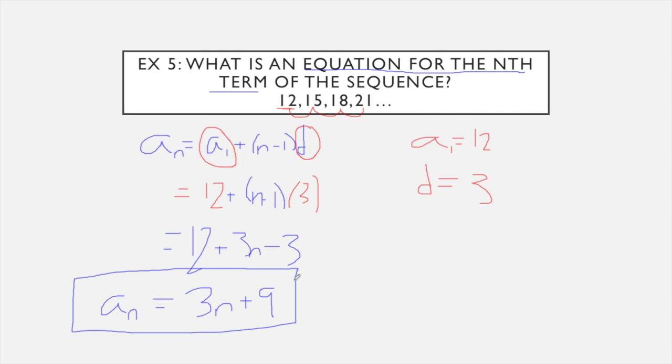We can now use this to find any term in our sequence. That's the rule to find any term we want. Plug in the number of the term, multiply by 3, and add 9. So you will use that in our next example.